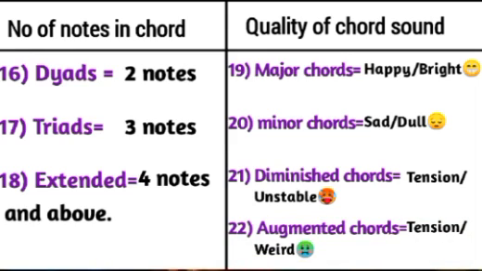So here is the summary of the sound of all these basic chords. We have the major, we have the minor, we have the diminished, and the augmented.